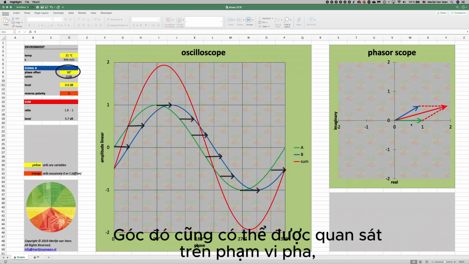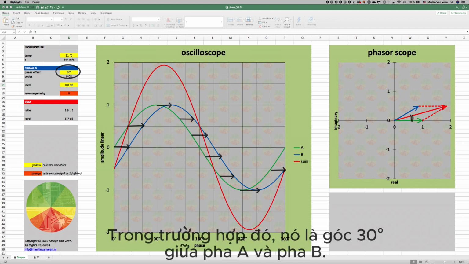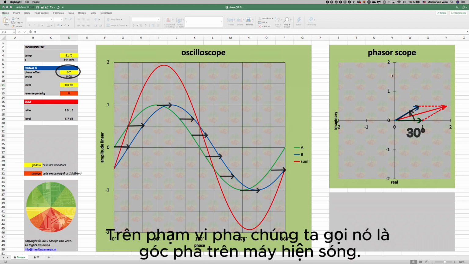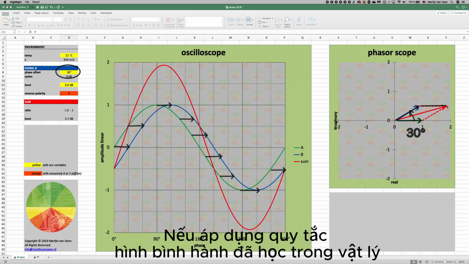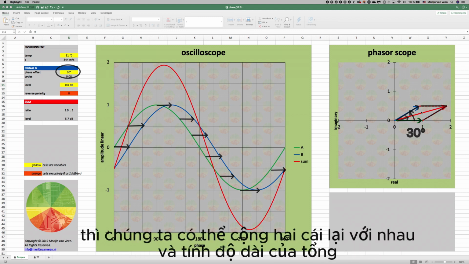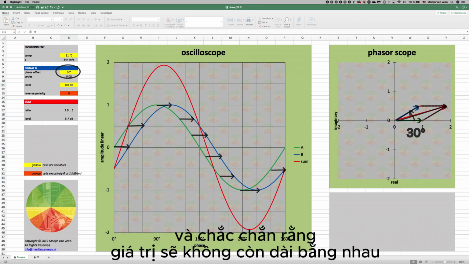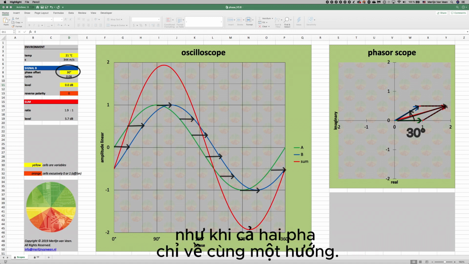That angle can also be observed on a phasor scope, in which case it is literally a 30-degree angle between my A phasor and my B phasor. On the phasor scope, we call it a phase angle. On the oscilloscope, I tend to call it a phase shift because it's the shifting of the phases. And if you apply your parallelogram, which some of you might have learned during physics, then you can add those two together and calculate the length of the sum, the resultant, and surely that one is no longer going to be as long as it was when both phasors were pointing in the same direction.